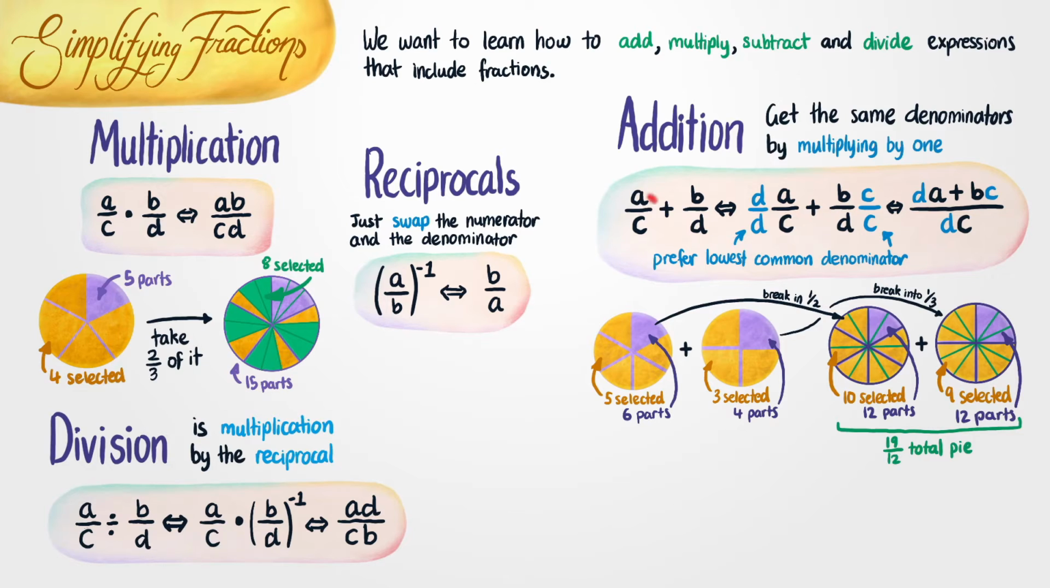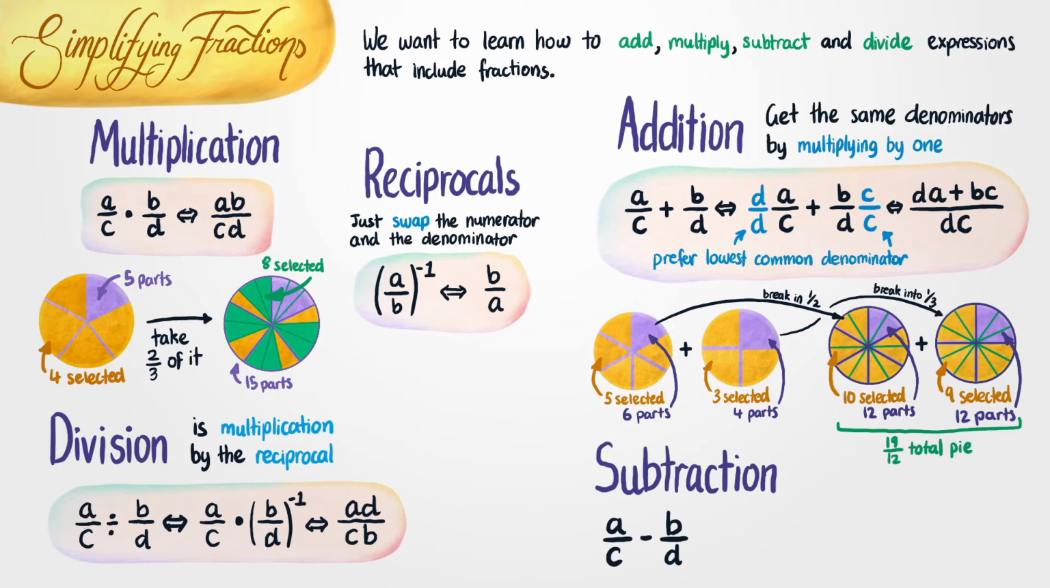You multiply the top of the first by the bottom of the second to get DA, then you multiply the bottom of the first by the top of the second to get BC. After this you multiply the two bottoms to get DC, and then you just rewrite them in this form over here. Now before I give you an example, let's also think about subtraction as well, because it's just a special case of addition.